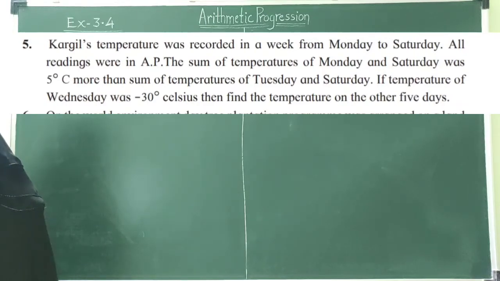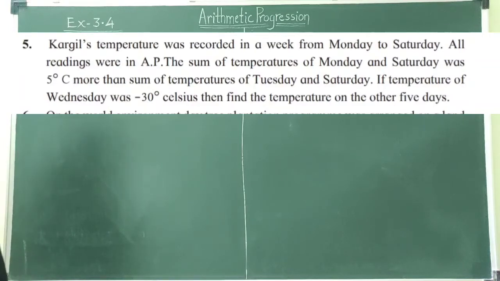All readings were in AP. The sum of temperatures of Monday and Saturday was 5 degrees Celsius more than the sum of temperatures of Tuesday and Saturday. If the temperature of Wednesday was minus 30 degrees Celsius, then find the temperature on the other 5 days. We have been given that the temperatures are in AP.